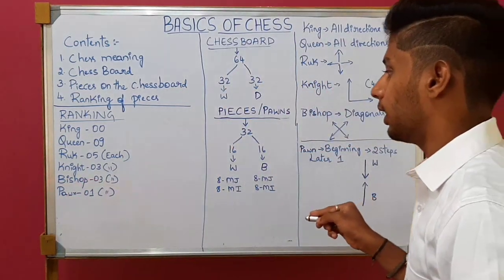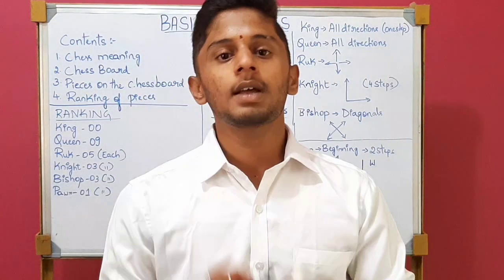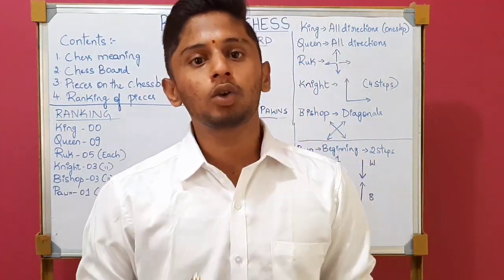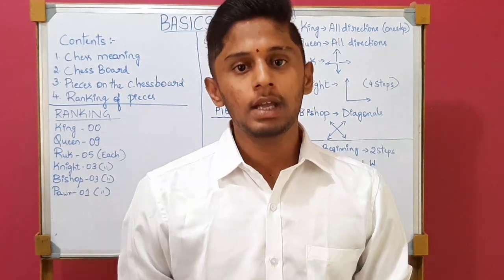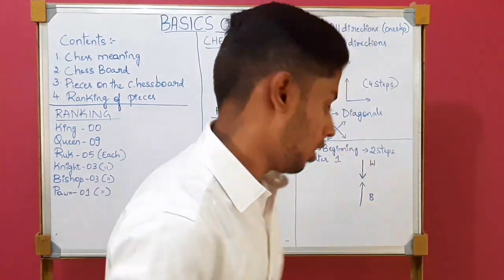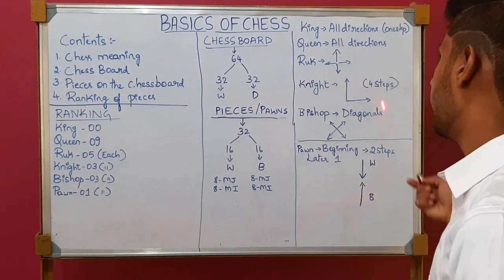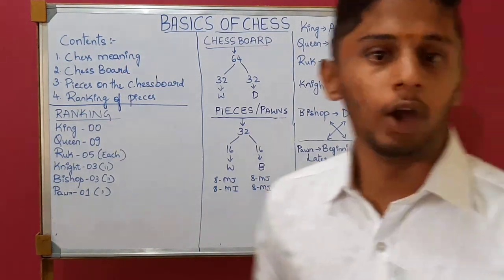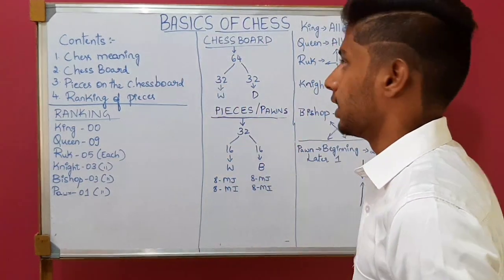And last but not least, the pawns, soldiers or pieces. I already said there are totally 8 pawns for white and 8 pawns for black. Each pawn carries 1 point. This is about the pawn or soldier. Okay, these are the topics we have learned in this video. I hope you got some idea about the basics of chess.